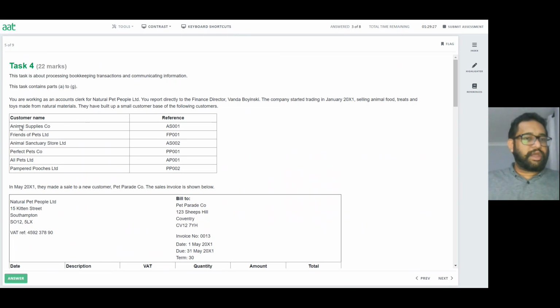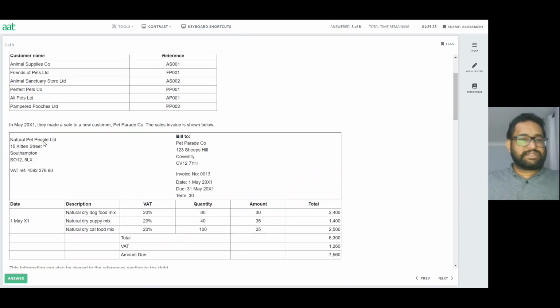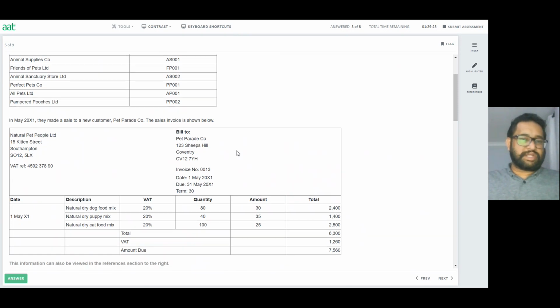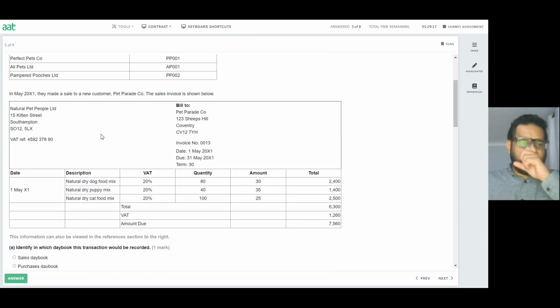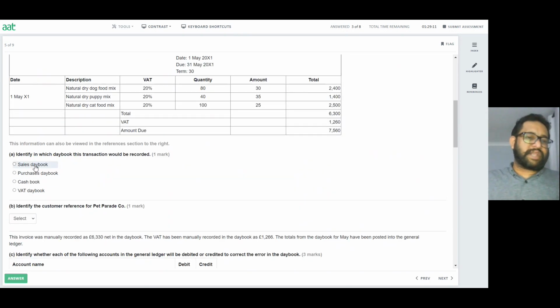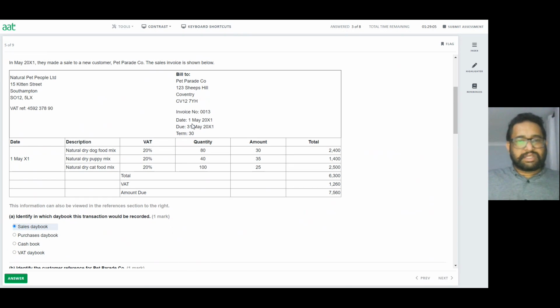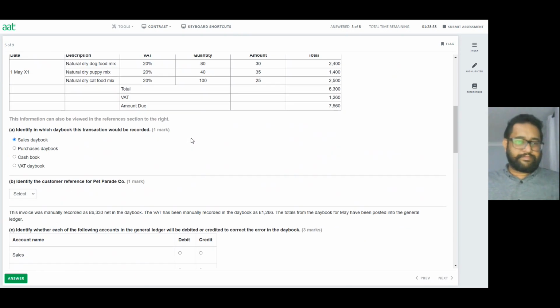See this information here about customers and their references, and they have given you an invoice as well, and then ask you to identify in which day book this transaction would be recorded. If you look at that here, they made a sale to a new customer and the sales invoice is shown below. So therefore this is a sales day book, because this is all going to be entered in a day book for a credit sales transaction. This invoice was for 1st of May and due on 31st May, so it's going to be net 30 days terms.